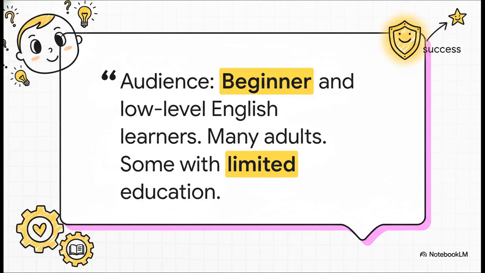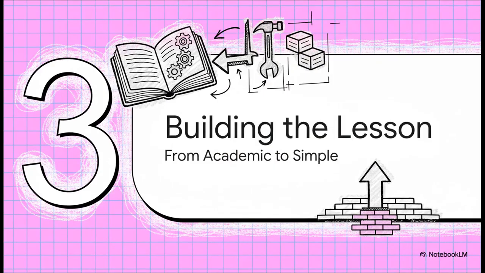Now, what's so powerful about this blueprint is right here. It all starts with knowing your audience. The point isn't to prove you're a grammar genius. The point is empathy. And the real measure of success, it's whether the student feels safe and, most importantly, not confused. All right, let's put this blueprint to work. We're going to take that dense academic rule from the grammar book, and we're going to rebuild it, piece by piece, into a lesson that actually works.